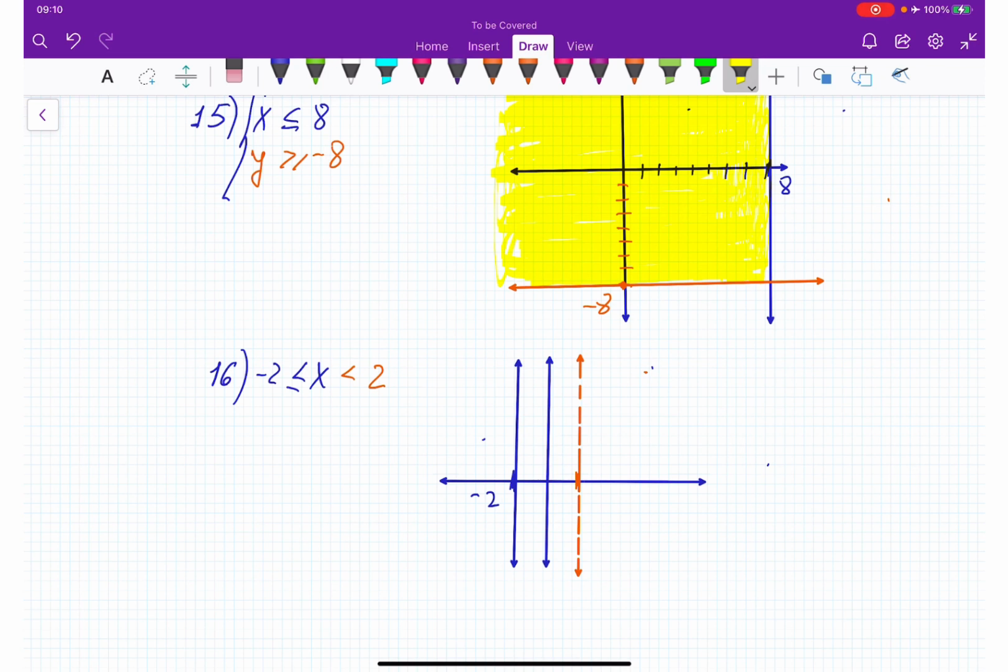So this one also going to be easy. x greater than negative 2, it comes this way, and less than 2. So practically we are shading in the middle between these two. Yes? Okay. And this is going to be our solution. All right?